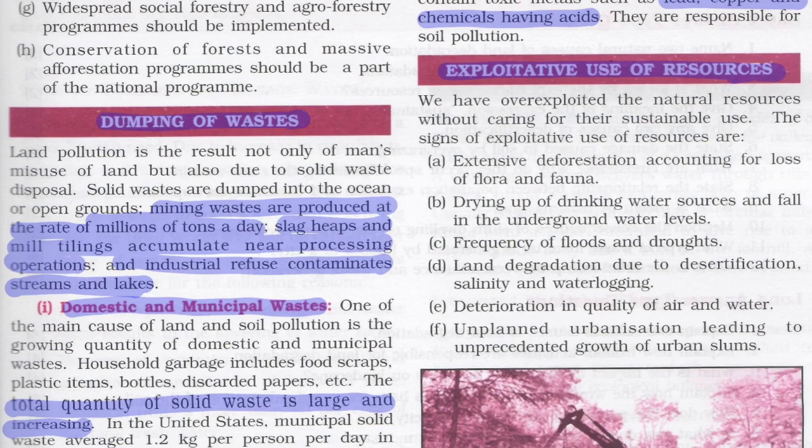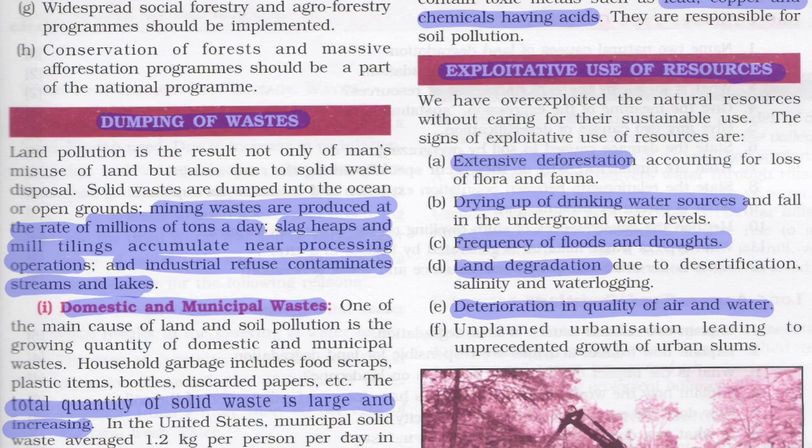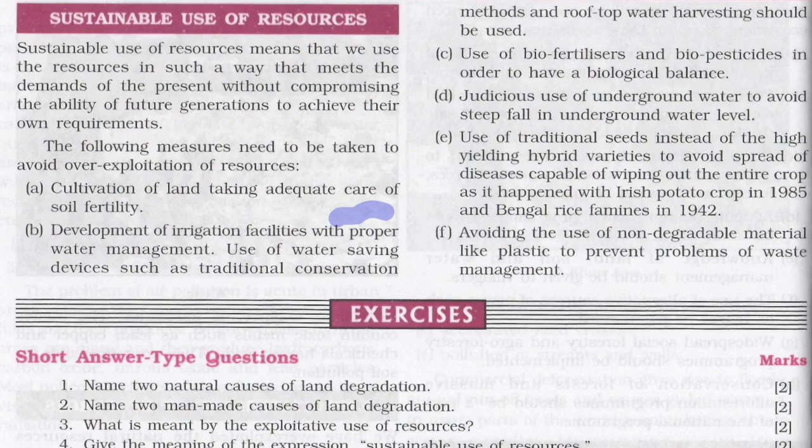Exploitative use of resources. We have already overexploited our natural resources without caring for their sustainable use. The signs of the exploitative use of resources are extensive deforestation, which accounts for the loss of flora and fauna of that area, drying up of drinking water sources, frequency of floods and droughts, land degradation, deterioration in the quality of air and water, and unplanned urbanization that leads to unprecedented growth of urban slums. Let's discuss how to sustainably use all our natural resources.